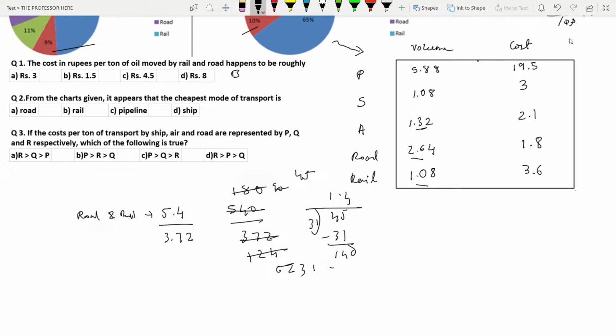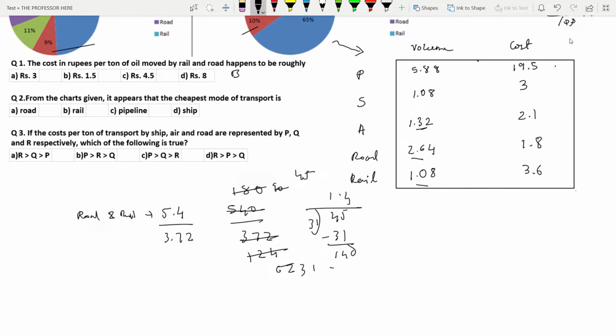Question number 2. From the charts given, it appears that the cheapest mode of transport is. So how do we find the cheapest mode of transport? You have to find the cost per volume of every mode of transport, and whichever is less will be the cheapest mode of transport. You can divide each one of them exactly, but it will take more time, so I'm just going to take approximate figures.